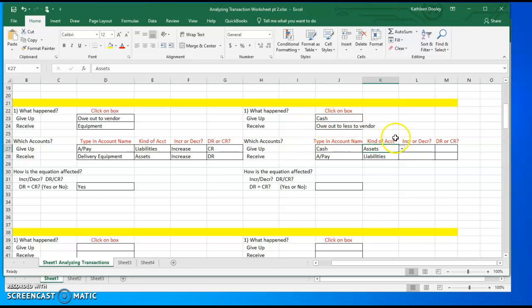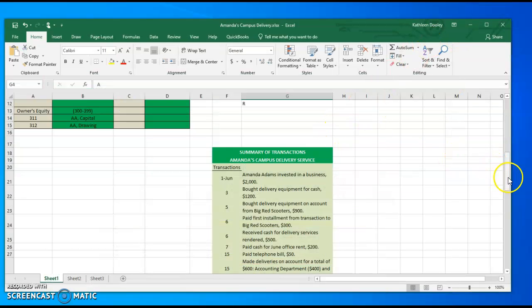We go to the top. Do we have more or less cash than we did 5 minutes ago? We paid it out. So we have a decrease. Do we owe out more or less to the vendor? Well, we said it right here. We owe out less to the vendor. We did owe $900. Now we only owe $600. Okay? Now I have a decrease in a liability and a decrease in an asset.